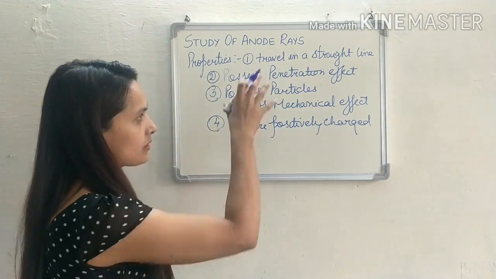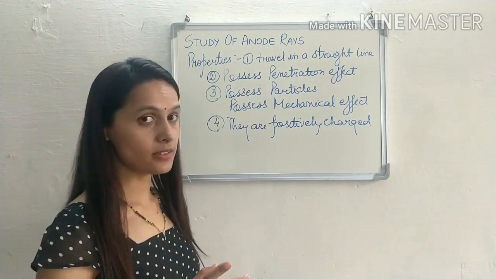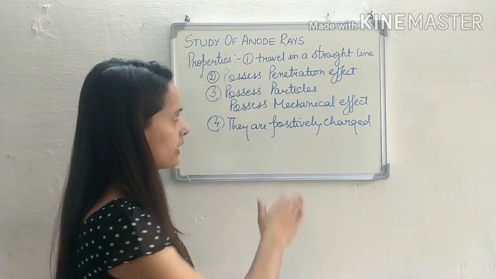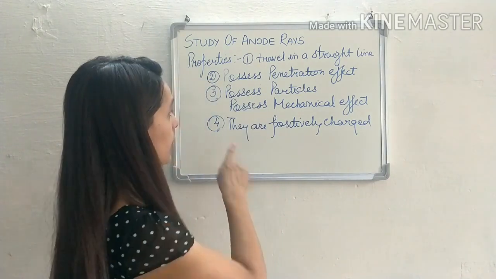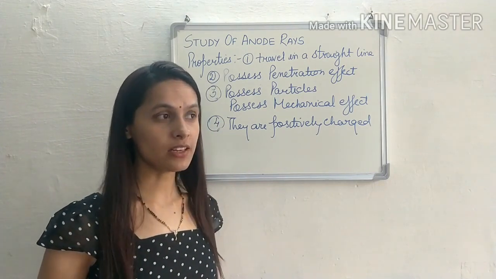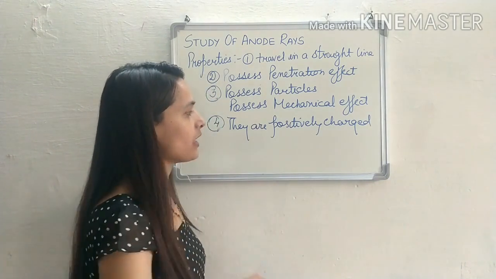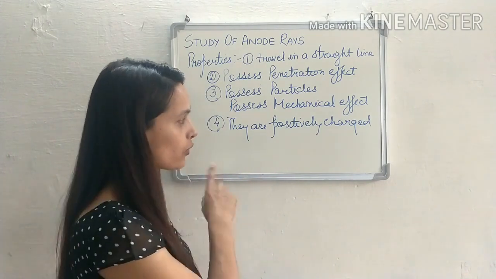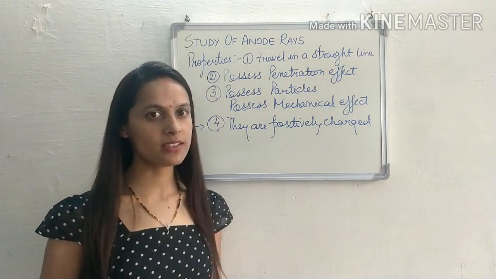Now, these properties are similar to that of the cathode rays. If you noticed, cathode rays also travel in a straight line, anode rays also travel in a straight line. Cathode rays possess penetration effect, anode rays also possess penetration effect. Cathode rays are made up of material particles and they cause mechanical effect. Anode rays are also made up of material particles and they cause mechanical effect. Cathode rays are negatively charged, whereas anode rays are positively charged. So this is one difference between the cathode rays and anode rays.